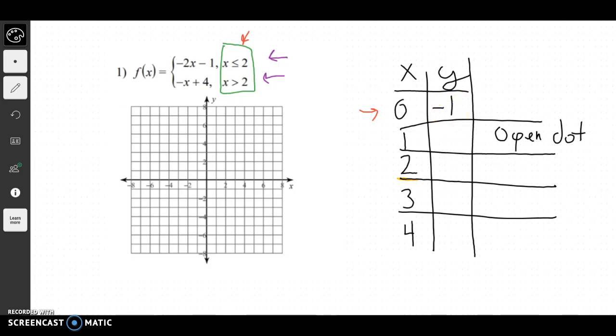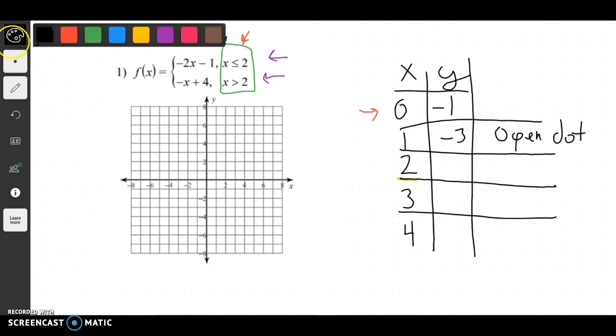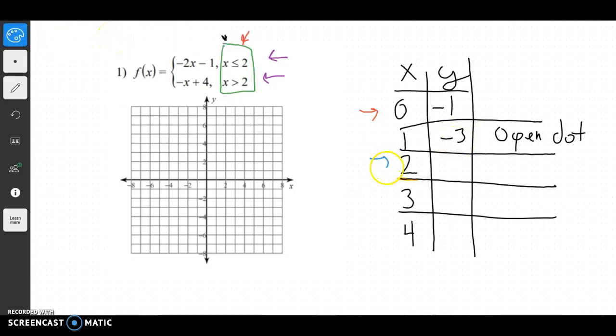When we plug in 1 into the function, we would plug it into this top function again because 1 is less than 2. And I would get negative 2 minus 1, so that would be negative 3. When I look at 2, 2 should go into the top function. So when we plug it into the top function, we're going to get negative 4 minus 1, which is negative 5.